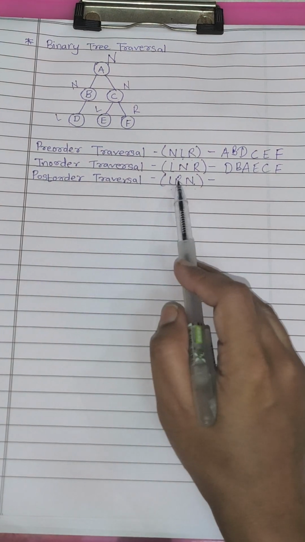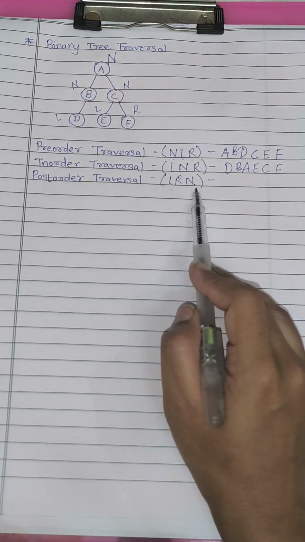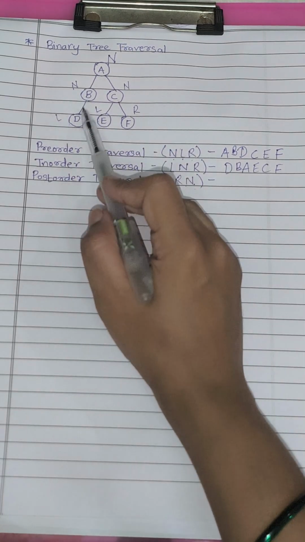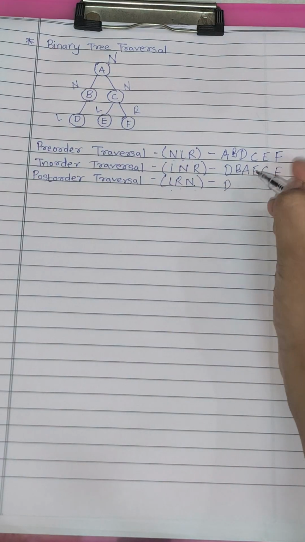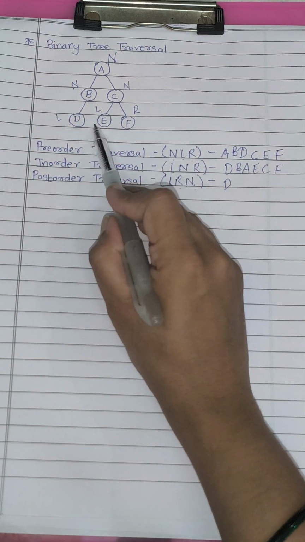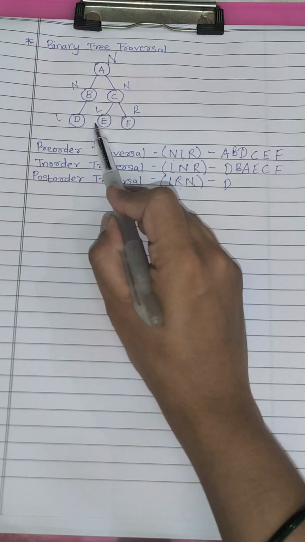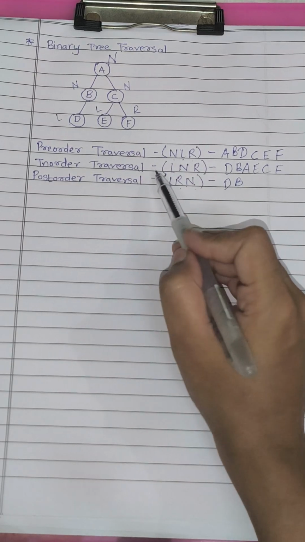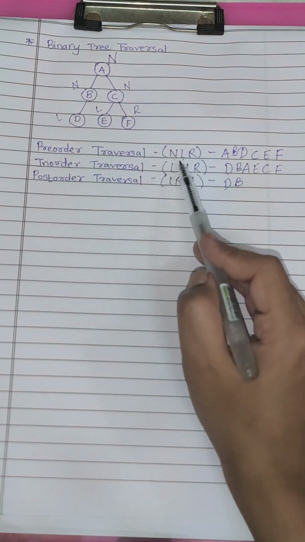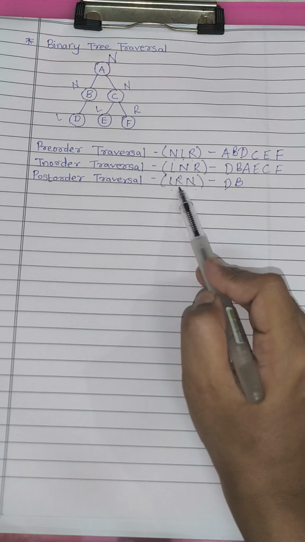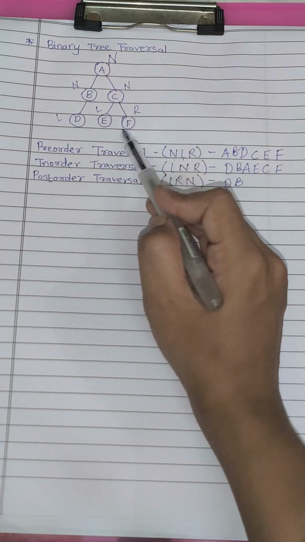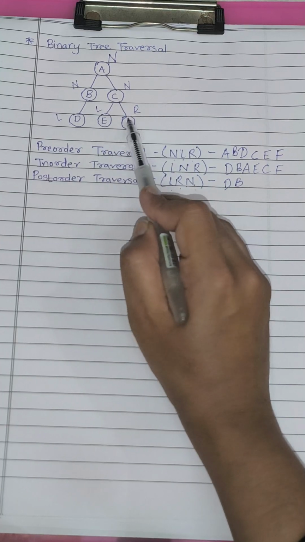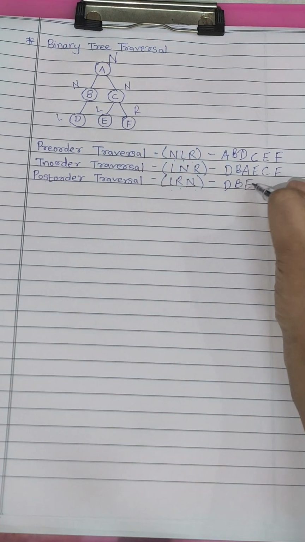Moving on to post-order, where we have to do L, R, and N. Again, we will move to the leftmost child, which is D. Then we have to move to the right side. There is no right side to this, so we'll directly go to the parent. Now, the main thing is we will not go to the parent of all, because before moving to the parent, we have to go to the right side. So we'll go to the right side. On the right side, we again do the same order, L, R, N, which is E, F, C. And finally, we will move to A.